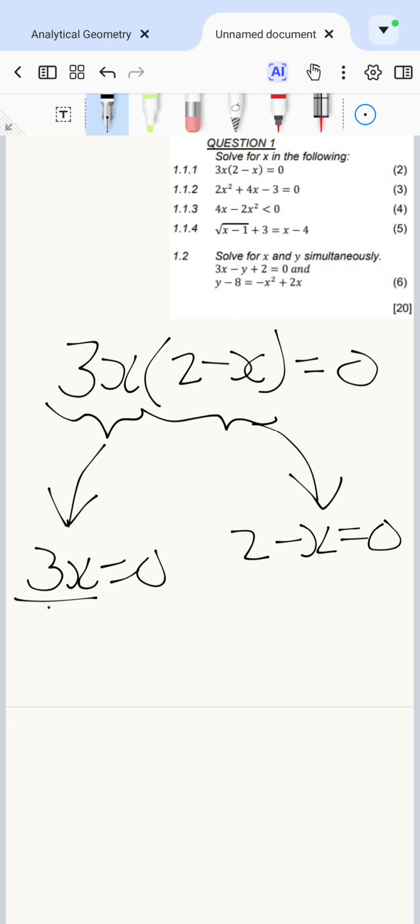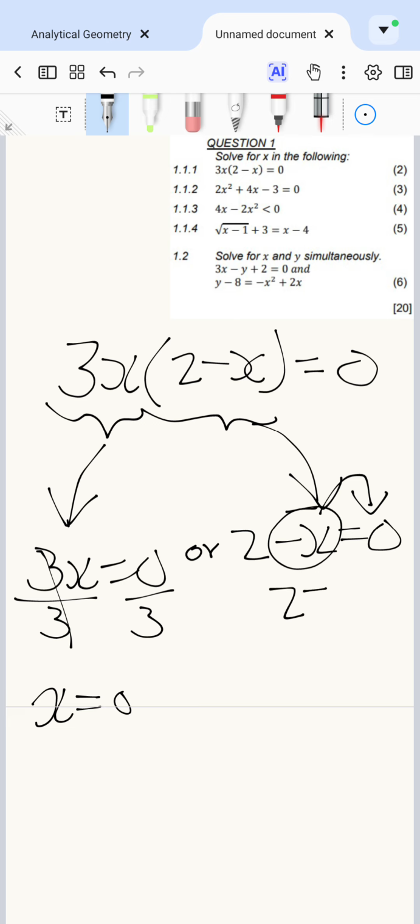So you divide this by 3 and x is equal to 0. Or, let's add x on both sides here, so 2 will equal x. That's fine like that. We like x on our left hand side, so we'll just say x is equal to 2. Right, so for this question, really, it's a question you can just look at it and know the answer.